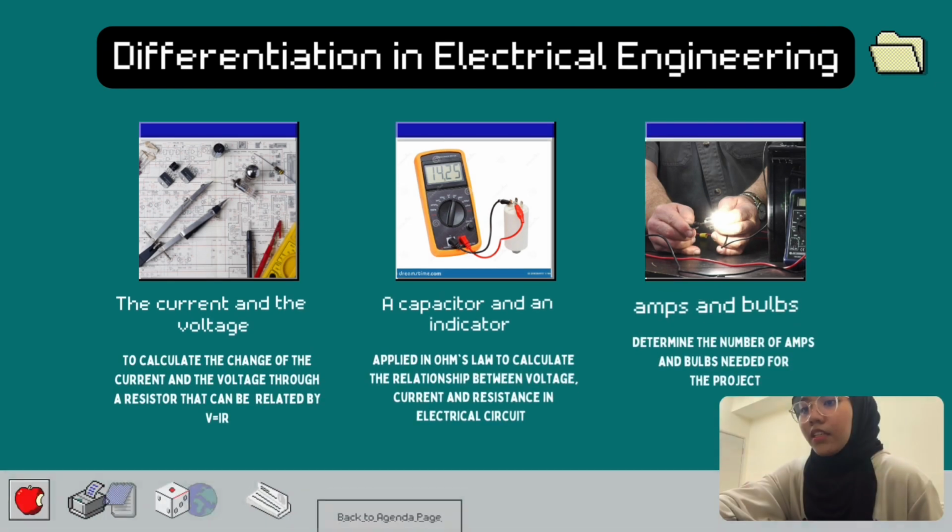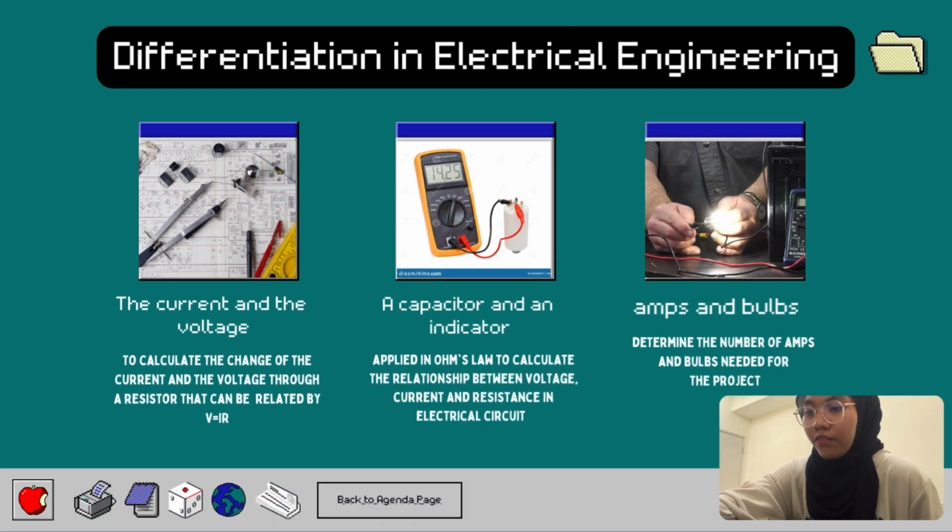So, differentiation in electrical engineering. First, the current and the voltage: to calculate the change of the current and the voltage through a resistor, which can be related by V equal to IR. Next, a capacitor and an inductor: apply Ohm's law to calculate the relationship between voltage, current and resistance in an electrical circuit. Lastly, amps and bulbs: to determine the number of amps and bulbs needed for the project.